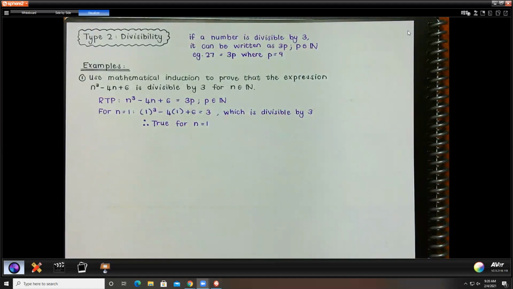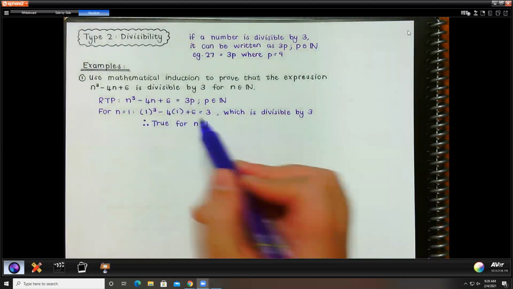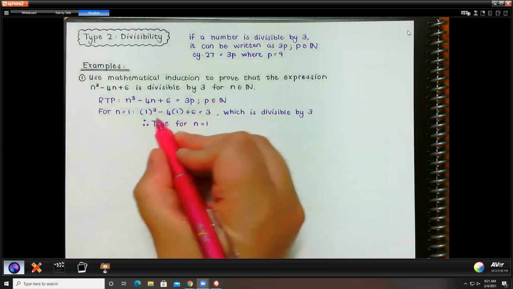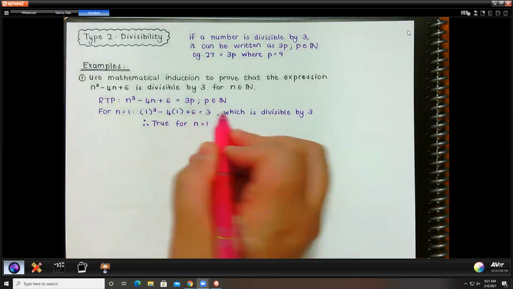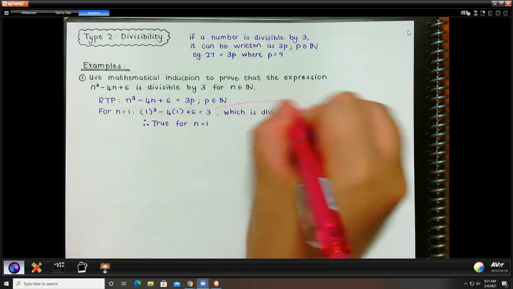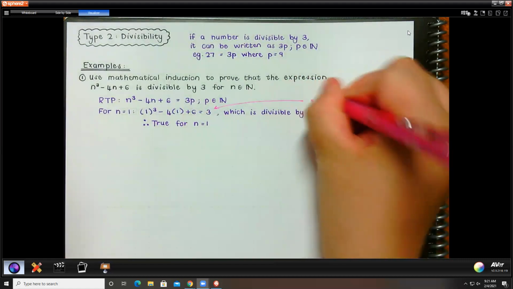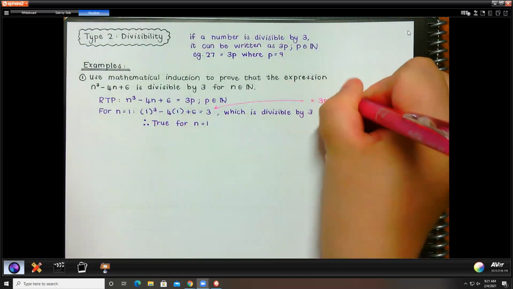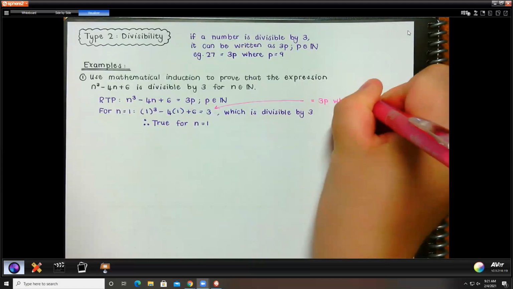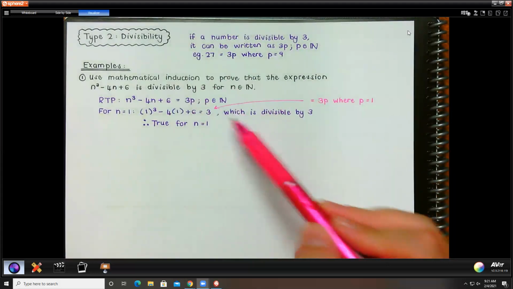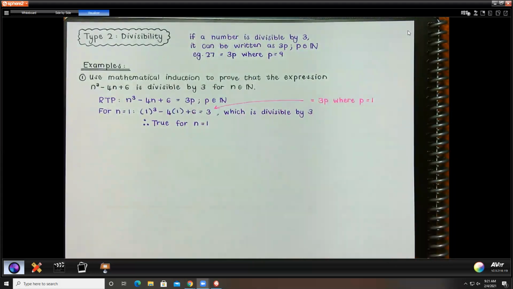If you wanted to, you could write it differently. So you could write it like this. I'll do it in pink on the side. So you could have 1 cubed minus 4 times 1 plus 6 equals 3. And then from there, you could say equals 3p, where p equals 1, because you stated that whole 3p thing in the first step. So instead of writing which is divisible by 3, you can write it like that as well.